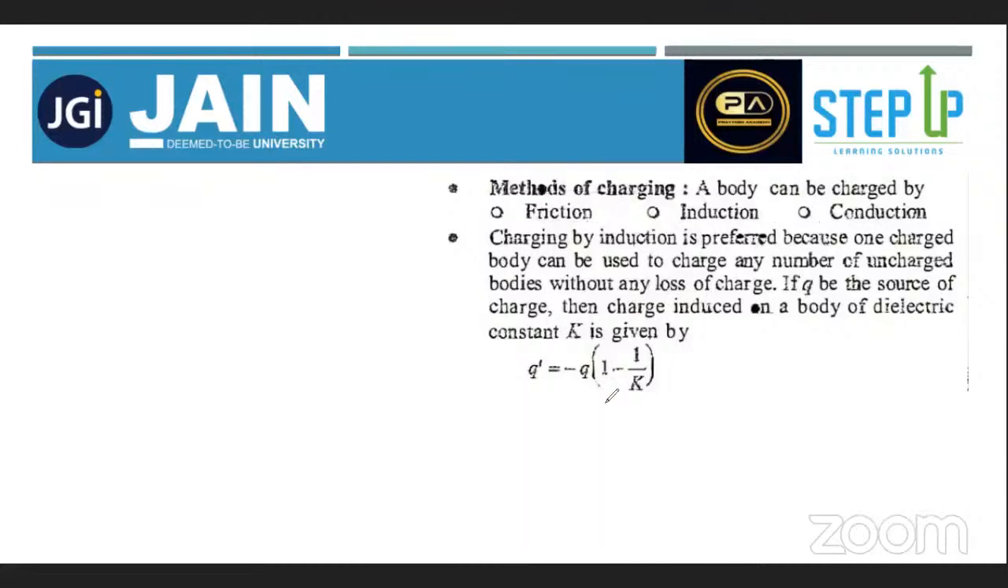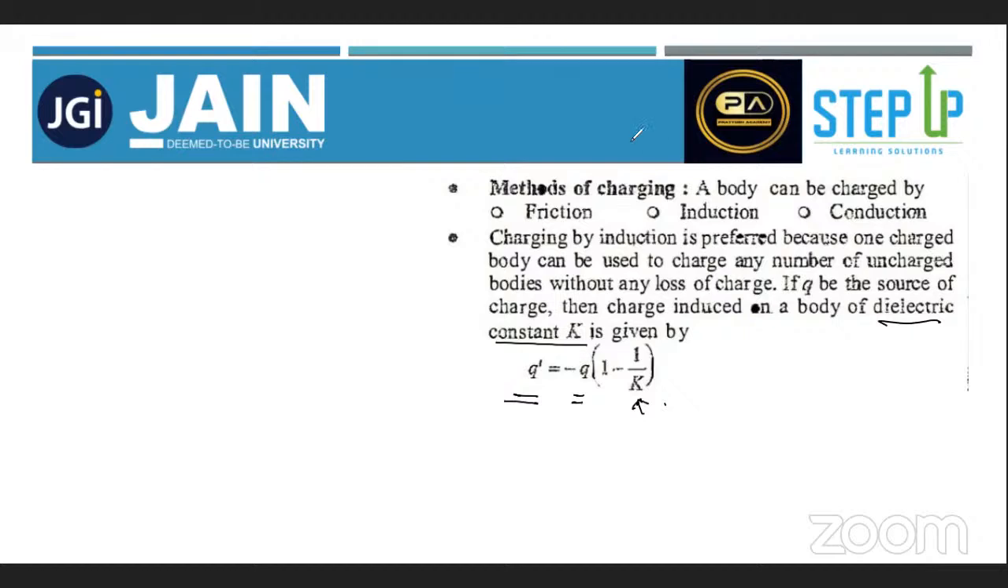So we have a formula here for induction where Q dash is the new charge, Q is the initial charge, multiplied by 1 minus 1 upon k, where k is the dielectric constant. You can see that the sign is negative. If here it is negative, this will become positive. If here it is positive, this will become negative.